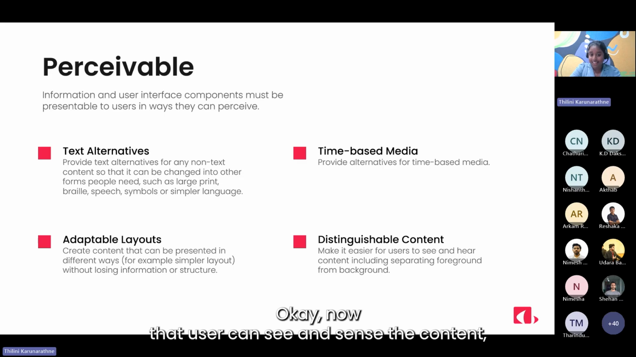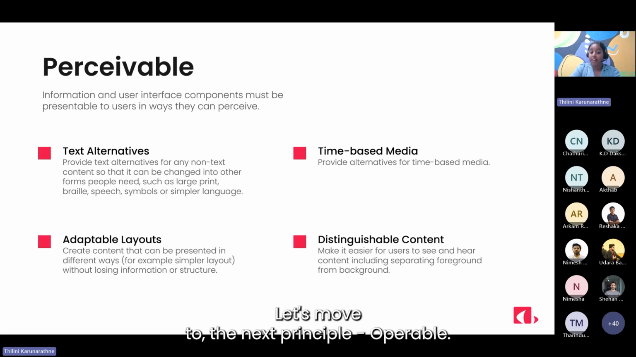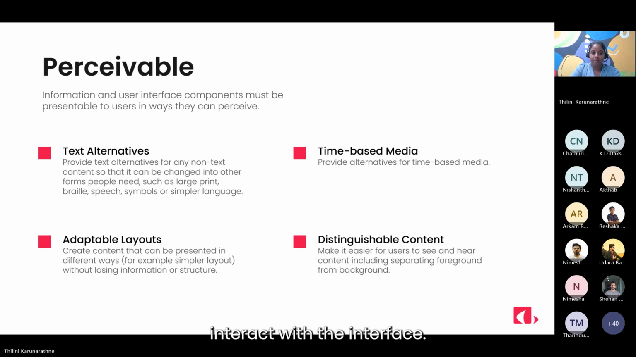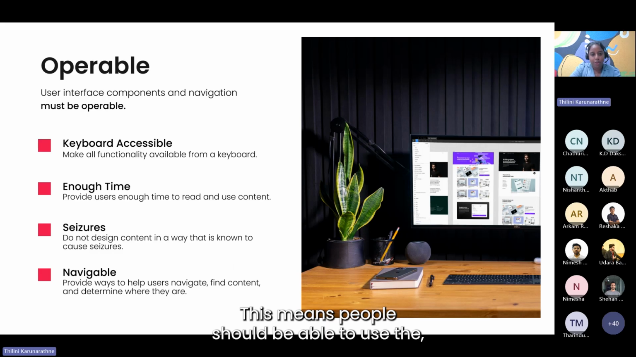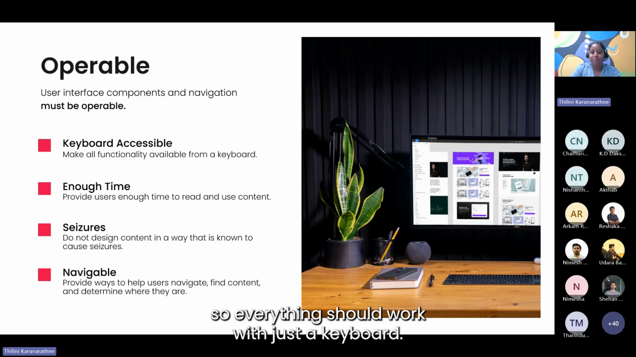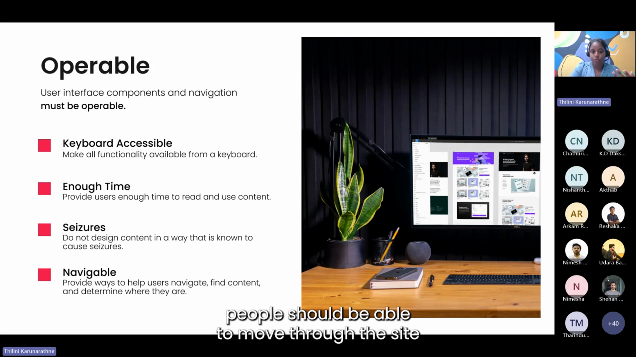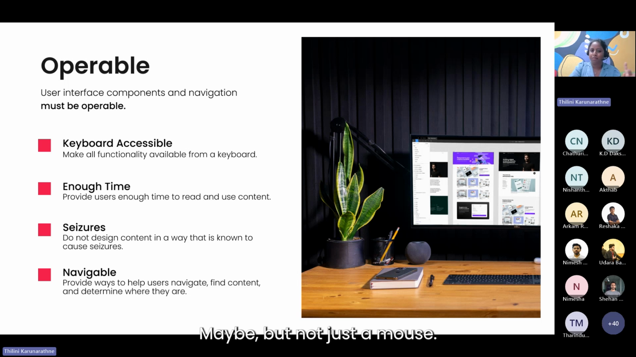Okay, now that users can see and sense the content, how do we make sure they can actually use it? Let's move to the next principle, operable, making sure people can interact with the interface. This means people should be able to use the website or app no matter their physical abilities. Not everyone can use a mouse, so everything should work with just a keyboard. Here's how we make sure of that. With keyboard accessibility, people should be able to move through the site using just tab and enter keys and arrow keys maybe, but not just a mouse.